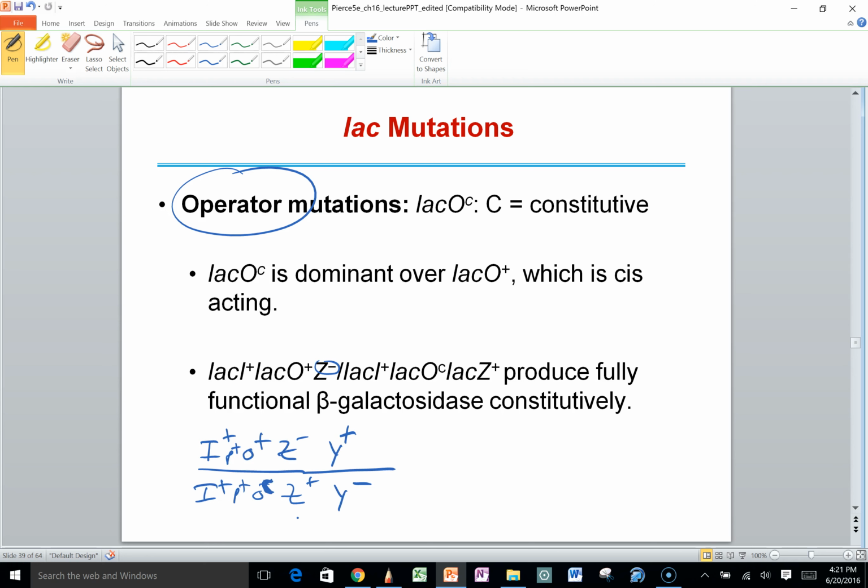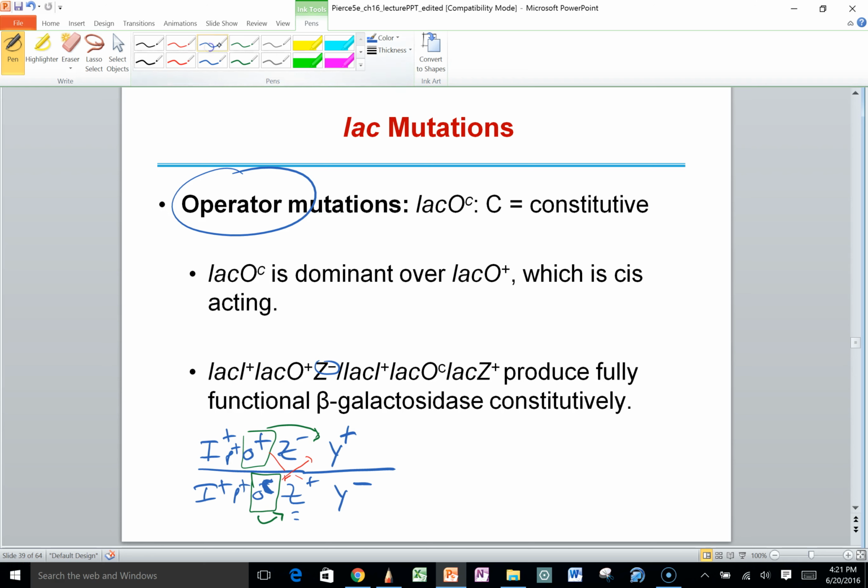And so this Z plus is if we have O plus, this normal operator. The normal operator is an on-off switch. So if the normal operator is functioning, then the Z would go on and off, and the Y would go on and off. The constitutive is a switch that's always stuck in the on position. And so the question is, does this OC or the O plus, do they act in cis or trans? If it acts in cis, then the OC will only affect Z, and the O plus will only affect Y. If it acts in trans, then maybe OC could come over here and affect Y, and O plus could come over here and affect Z.